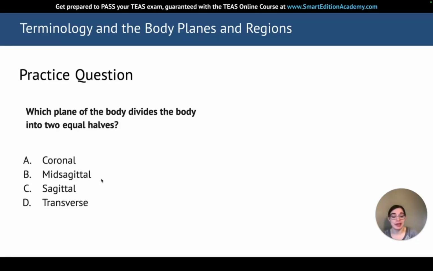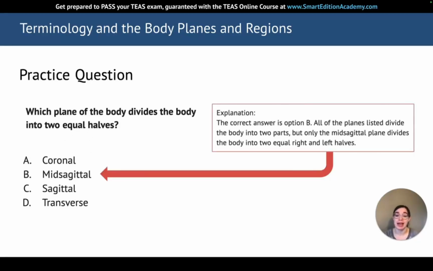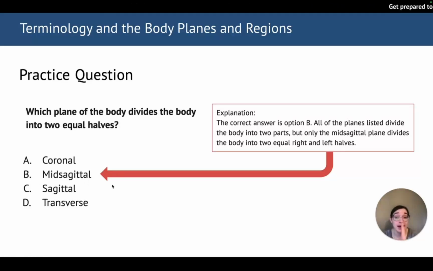So the correct answer here is B, the mid-sagittal plane. All of these are planes of the body, as we have seen, and thus they all divide the body into two parts, but only the mid-sagittal plane divides the body into two equal right and left halves that are essentially mirror images of each other. So that equal is the key word here, and that indicates that this is our correct answer. Remember that the mid-sagittal plane runs right down the center of the body, unlike these other planes here.